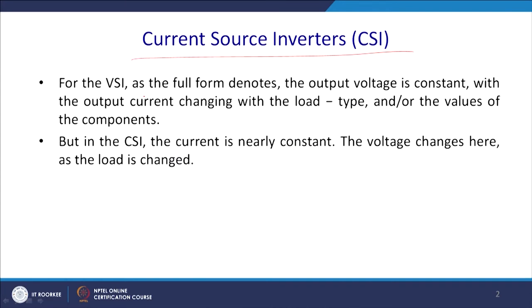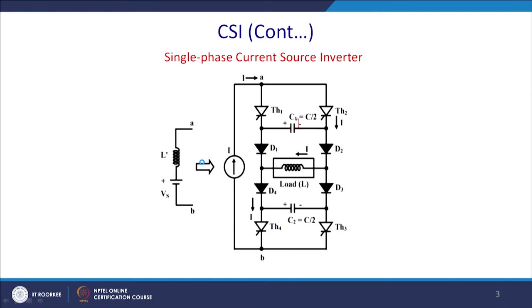For the voltage source inverter, as the full form denotes, the output voltage is constant, while the output current changes with the load type or other component values. In CSI it is just reversed: the current is nearly constant and the voltage will change according to the load. The voltage will be whatever the load you connect, otherwise it will give a constant current. So, this is how it will be realized.